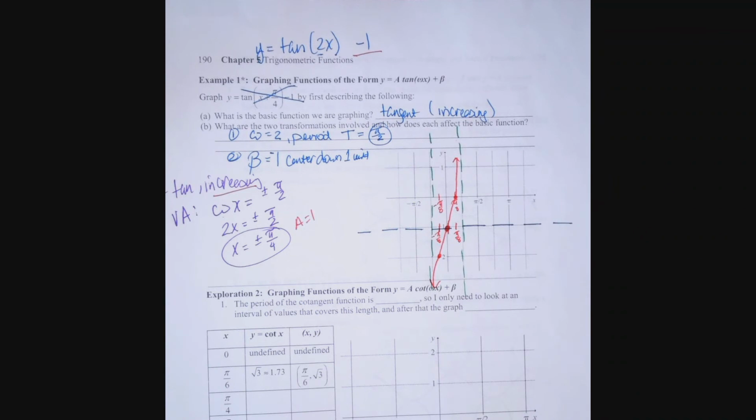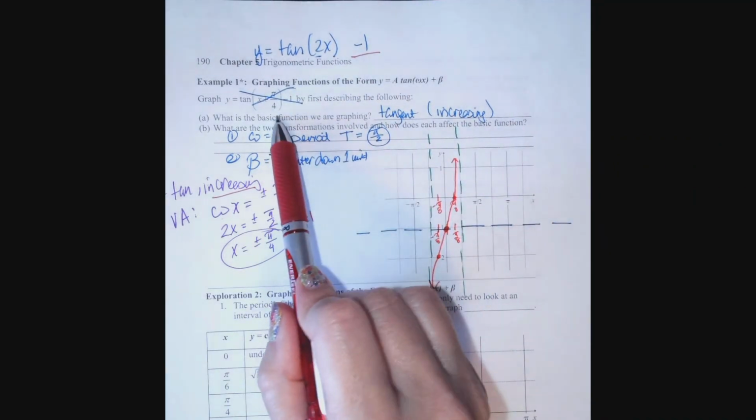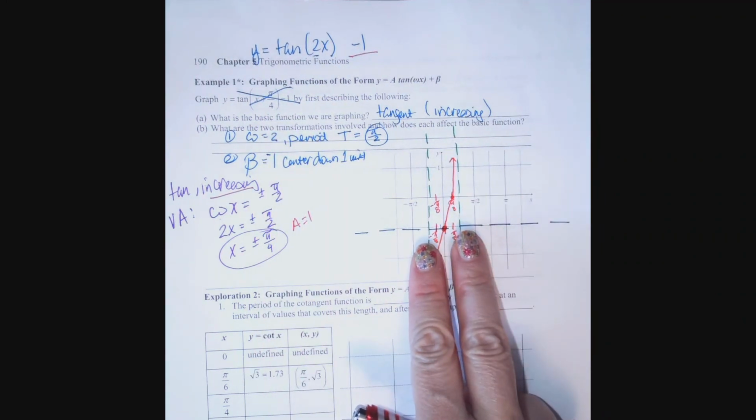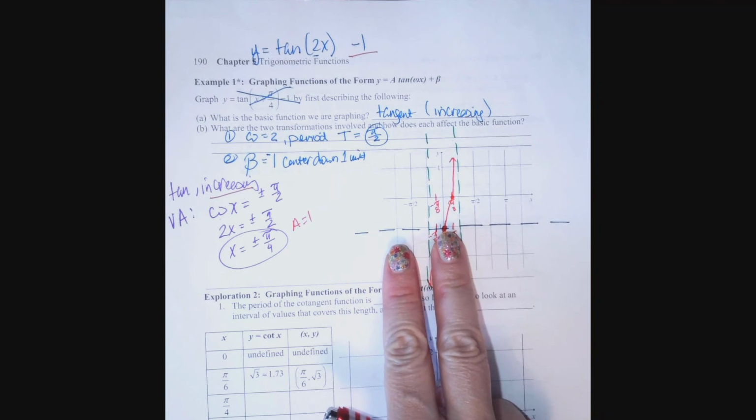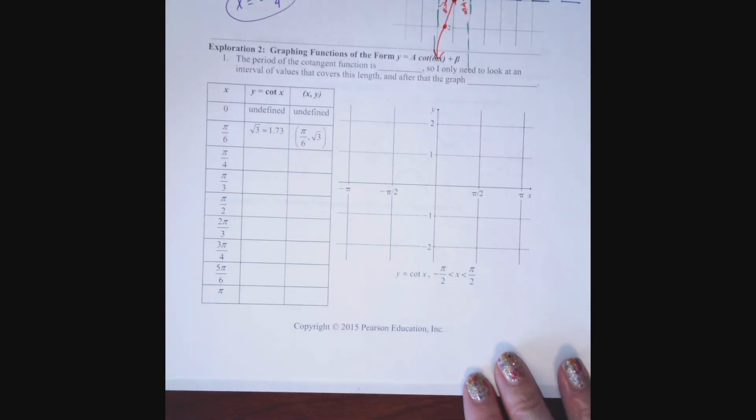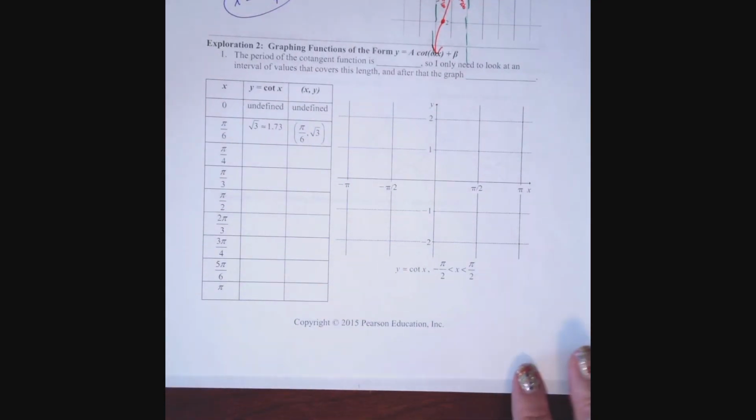Okay, so now this original one it asked me to do had a phase shift instead of a period change. It was going to shift it to the left pi fourth. So I would have taken my function and just shifted it pi fourth over. But I wanted us to get a good graph of one without that phase shift before we attacked a phase shift one. Let's do a cotangent graph.